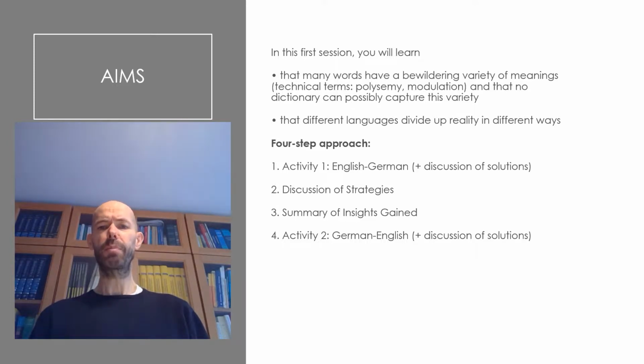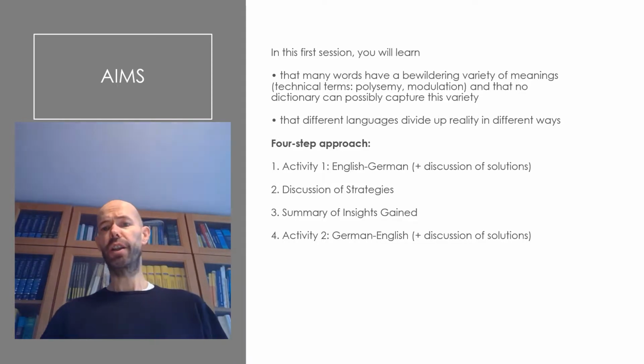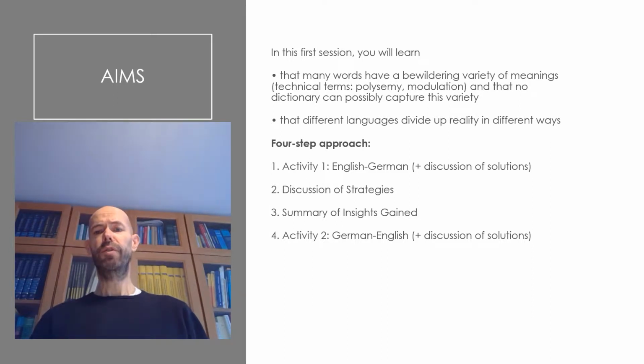I'm going to take a four-step approach here. We're always going to start with an activity in one translation direction, in this case English-German. Then we're going to discuss translation proposals or solutions. The second step involves a discussion of strategies, the strategies we've used. So we're going to reflect on what we've been doing, and then we're going to summarize the insights we've gained from these activities, and we're going to apply them to the other translation direction, which is German-English, and also discuss potential solutions.